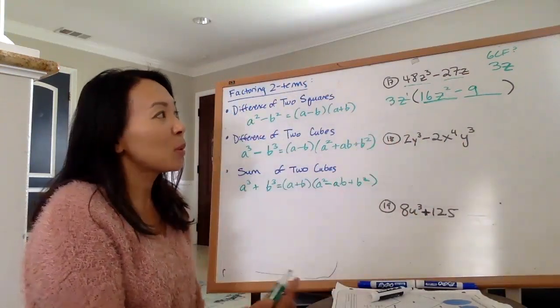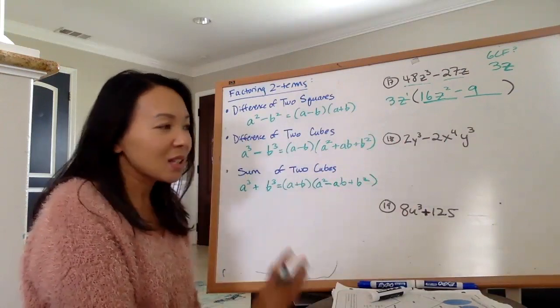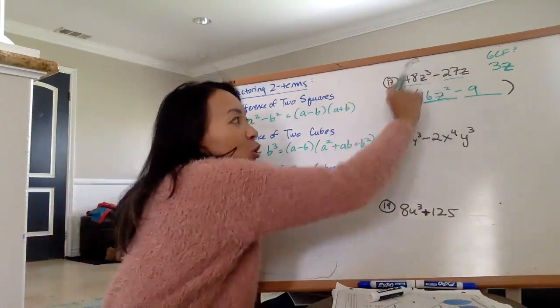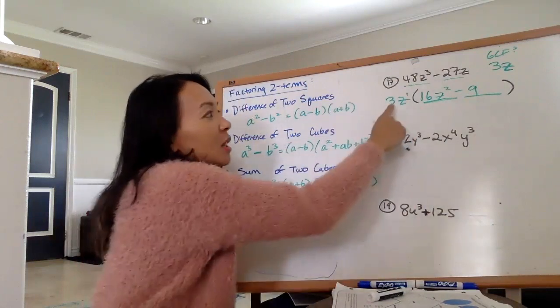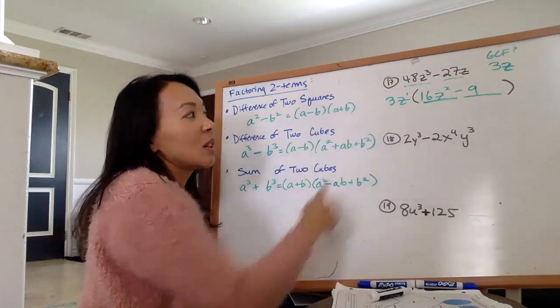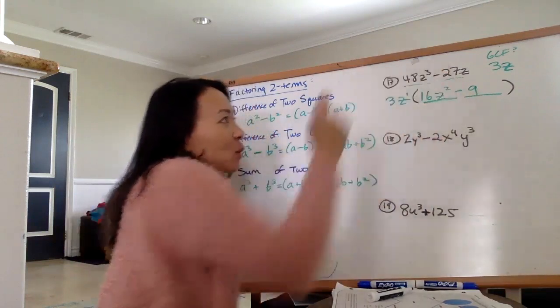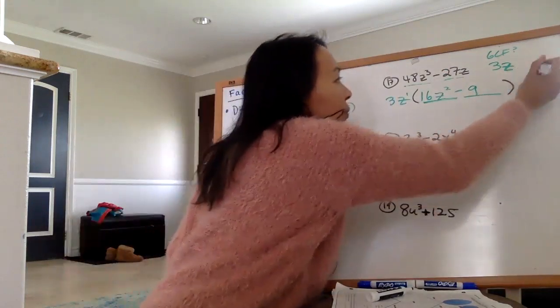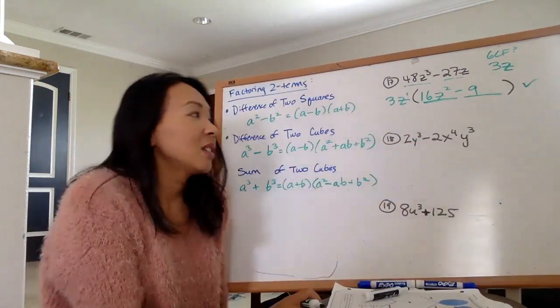And I always take this moment to double check my work because I tend to make minor mistakes, by just distributing through it to make sure I get the original. So 3 times 16 gives me 48. Z times z squared gives me z cubed. 3z times negative 9 is negative 27z. Perfect. Am I done? I just factor, right?